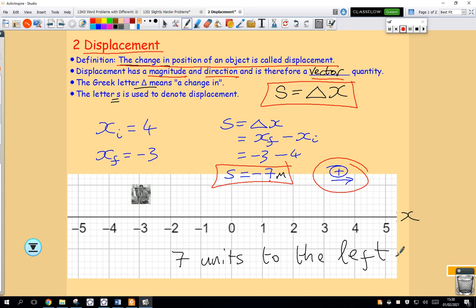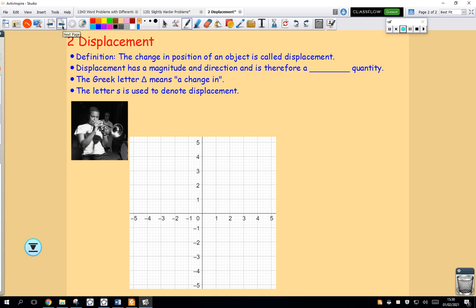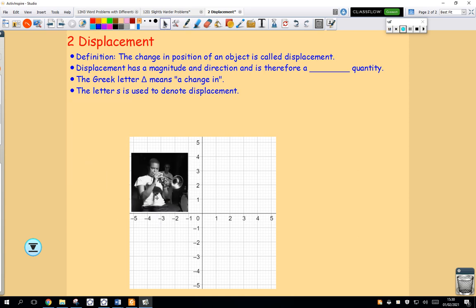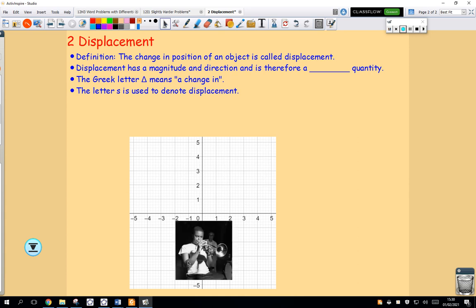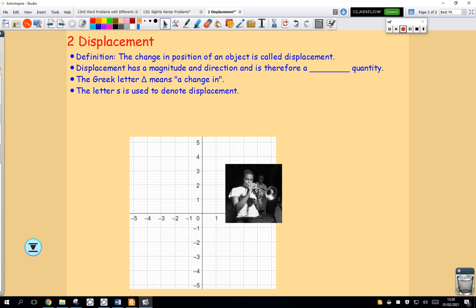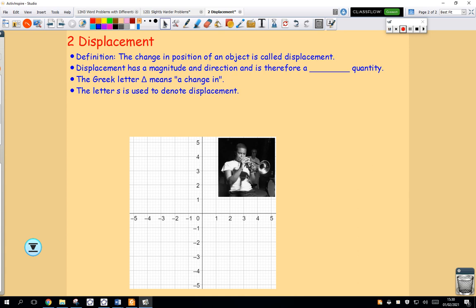Okay, 7 units to the left. So that's how we define displacement. The other thing we spoke about last day is two-dimensional movement. An object can move around, it doesn't have to move in a straight line. Something could move in a circular way or sweep in a curve, or anything at all.